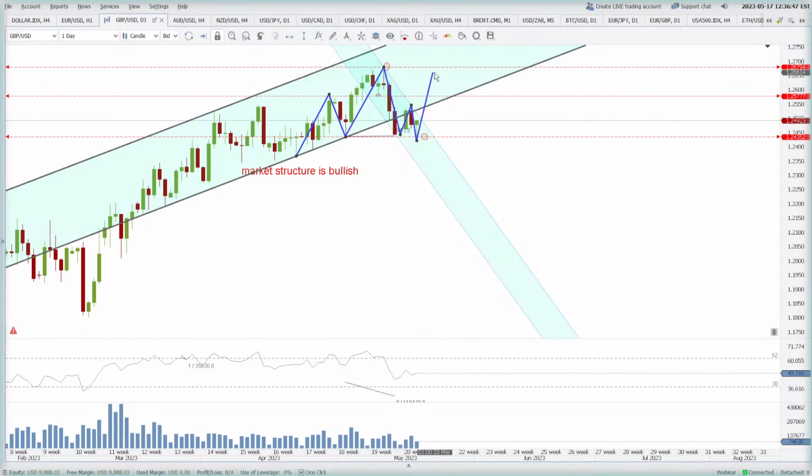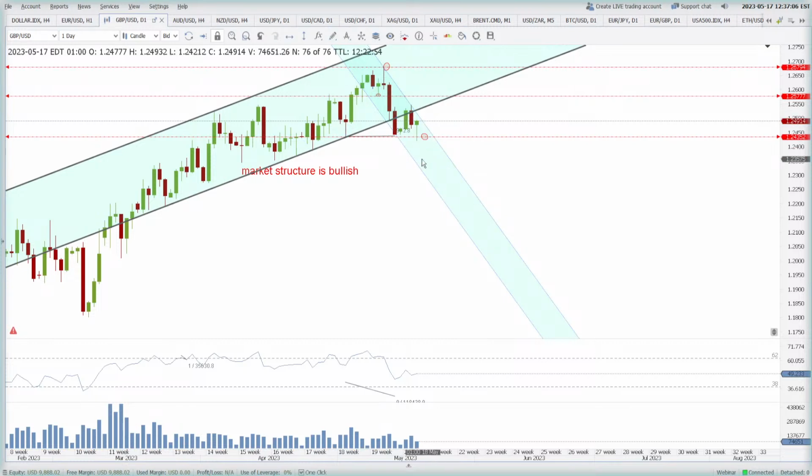Now that lower high can be anywhere below this 2679. Now it can be here also, right? But yes, we are looking for the lower high now. It can be here, it can be here, it can be here, it can be even here. Like this also. But yes, we are looking for the lower high.